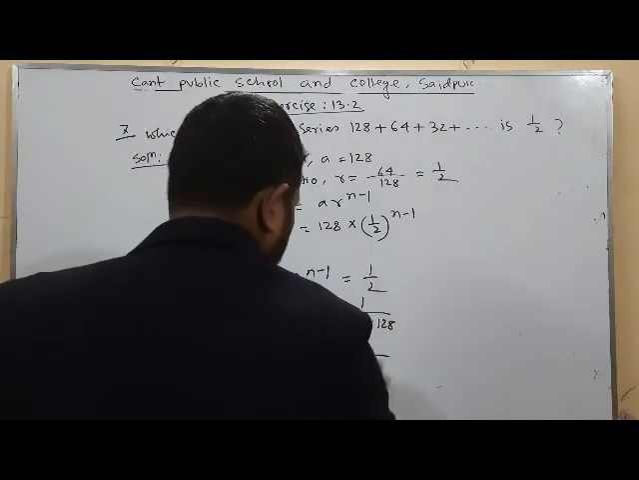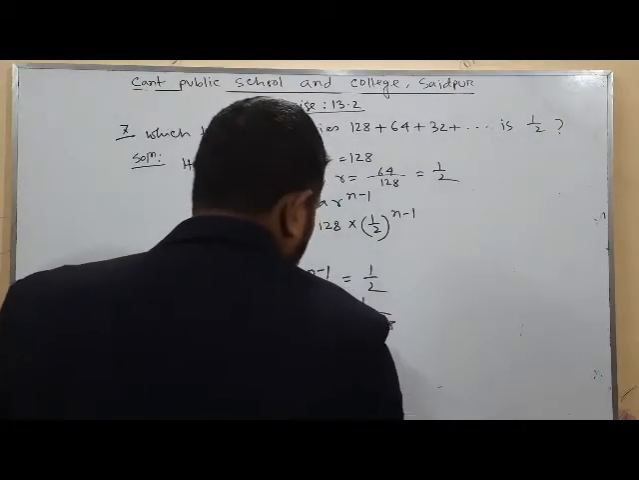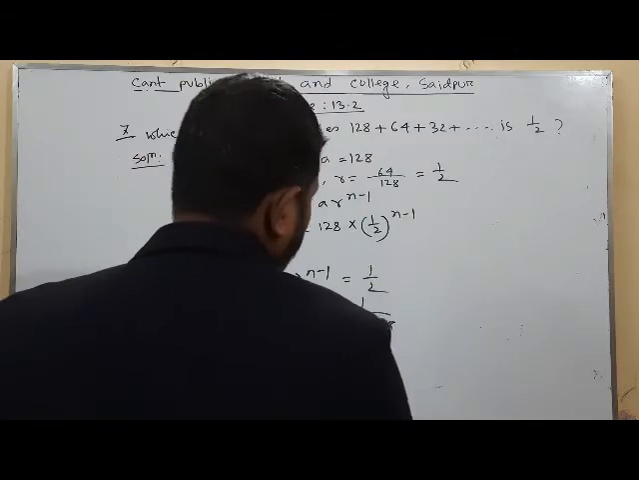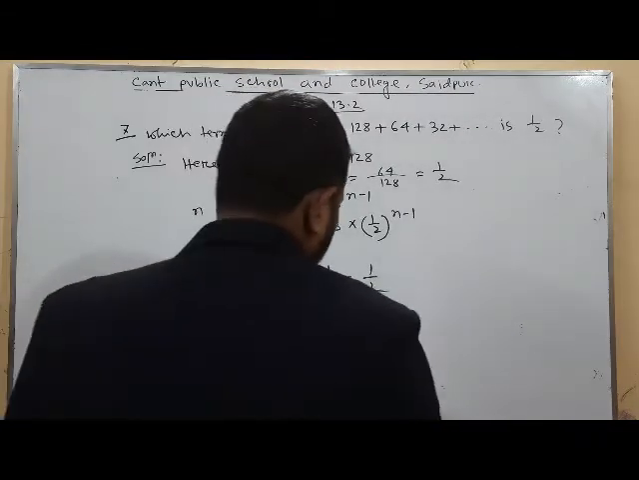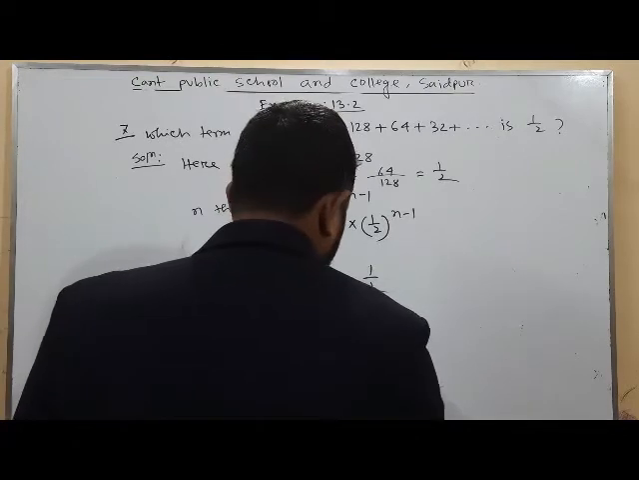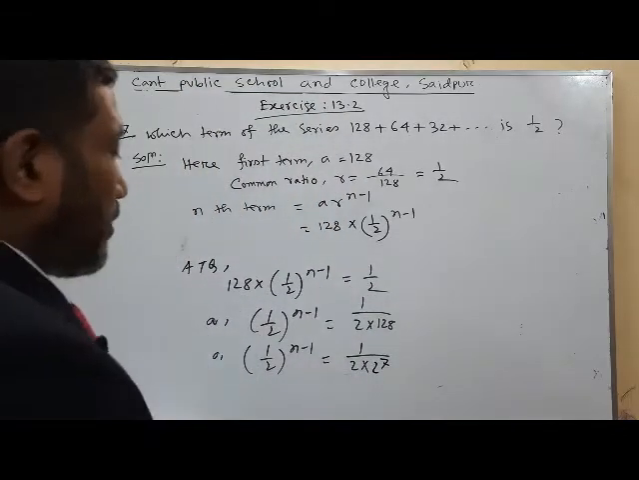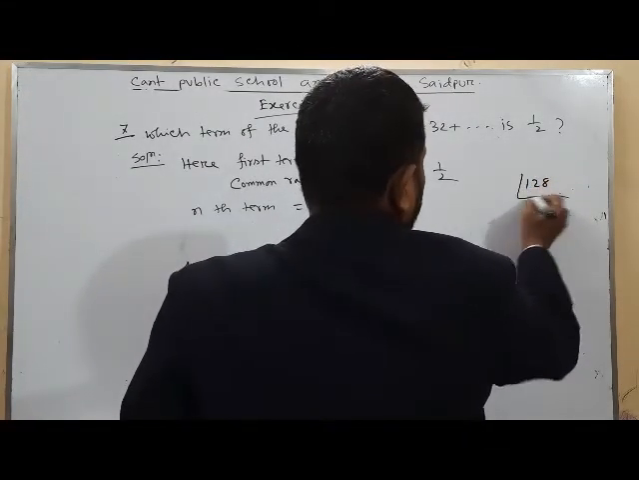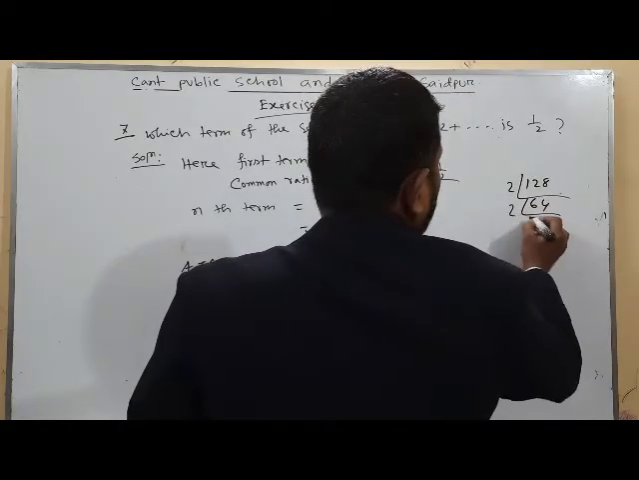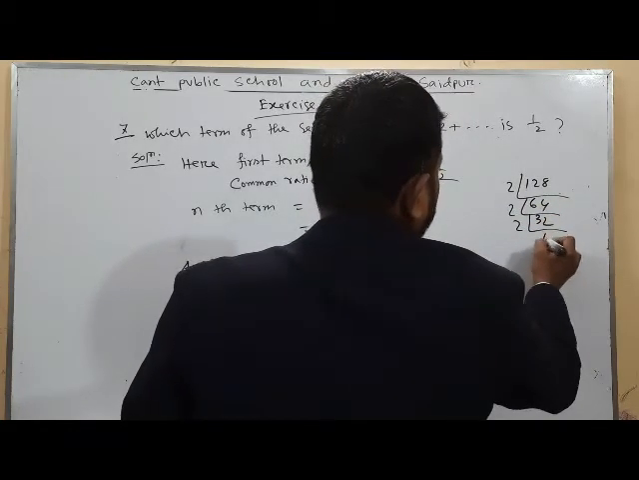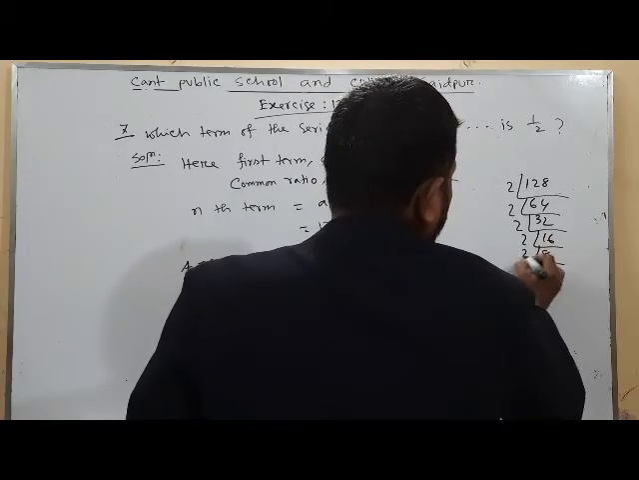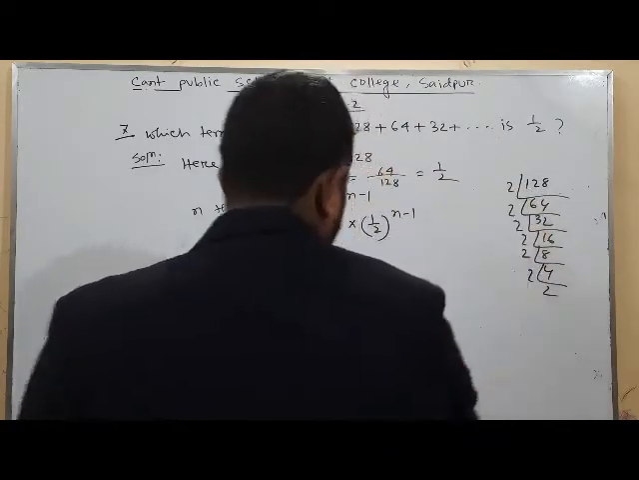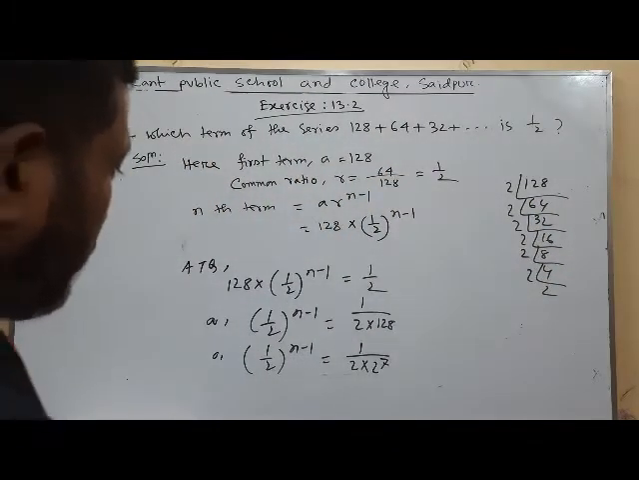So 2 into 128 will be 2 to the power 7, 2 to the power 7. If we write here 2 to the power 6 is 64, 2 to the power 5 is 32, 16, 8, 4, 2, 1, 2, 3, 4, 5, 6, 7. So 2 to the power 7 will be 128.